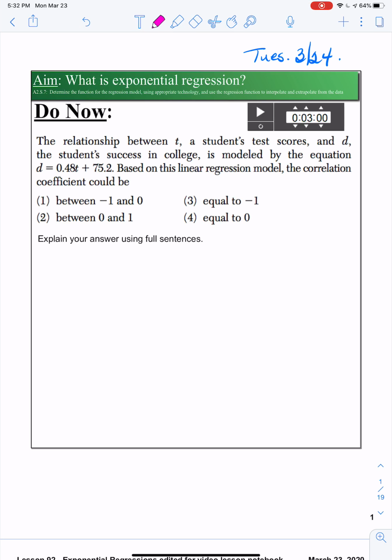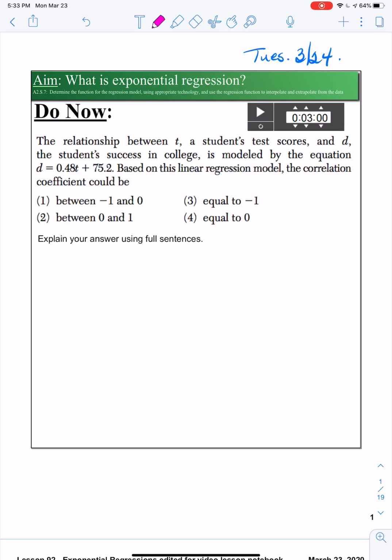Okay, so I'm going to read you the do now. I'm going to ask you to pause the video, give yourself a few minutes to think about it, and really think about it. See if you can figure out what the answer would be. And you're going to explain your answer using full sentences.